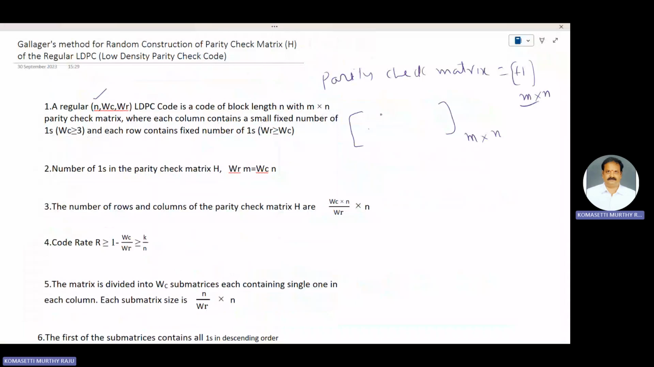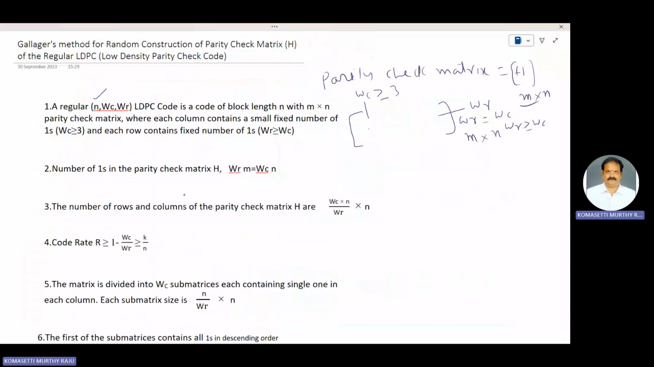The weight of the column is represented by WC. The weight of the row is represented by WR, where WC is the number of ones in the column that must be greater than or equal to 3. And the row contains a fixed number of ones. WR is equal to WC or WR is greater than or equal to WC. Either this one or that one.